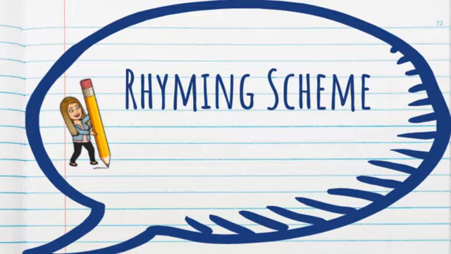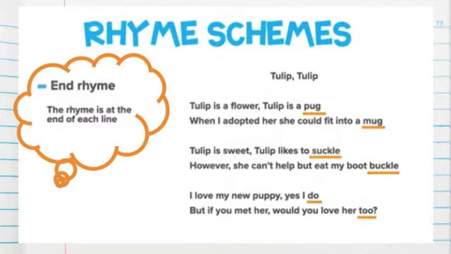Now let's talk about rhyming scheme. Many poems, as you know, could rhyme. Do they all have to rhyme? No, not necessarily. But if you do want to make your poem rhyme, you do have to follow some type of pattern. So let's take a look at what authors or poets use. There are different types of rhyme schemes. The first one we're going to take a look at is end rhyme. Basically what that means is that the rhyme happens at the end of each line.